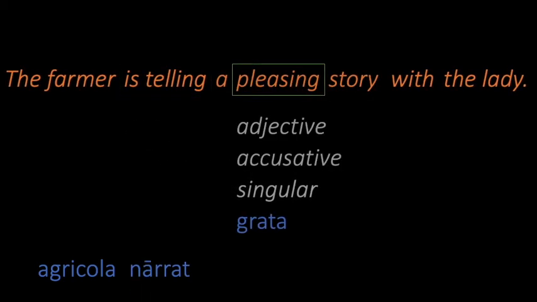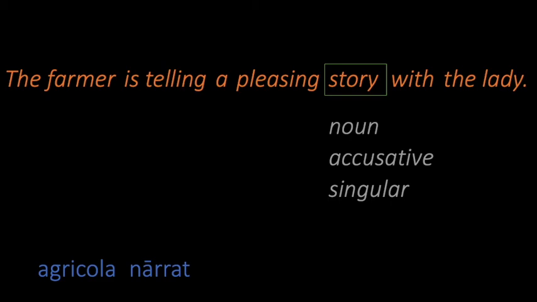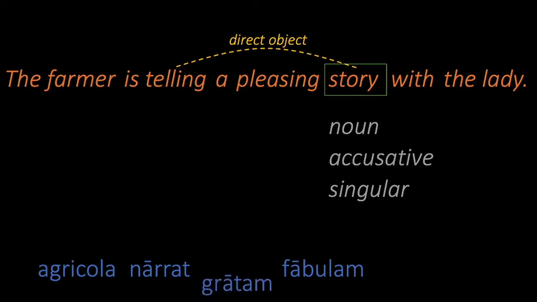We'll skip a since it has no Latin equivalent and move right on to pleasing. This is an adjective, and as usual in English, it comes before the noun that it modifies. It is going to be some form of grata, which is Latin for pleasing, but we don't know what form yet. We need to make it agree with story. Let's look at story. It's a noun, and it's the direct object of telling. So the form we want is accusative singular. This makes story fabulam, and it also means the form of grata we want to translate pleasing is gratam.